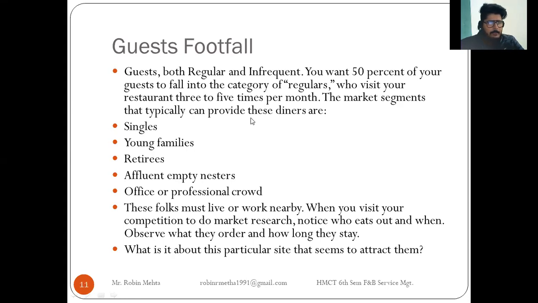If we talk about guest footfall, when you are selecting your site, you also have to focus on this point.